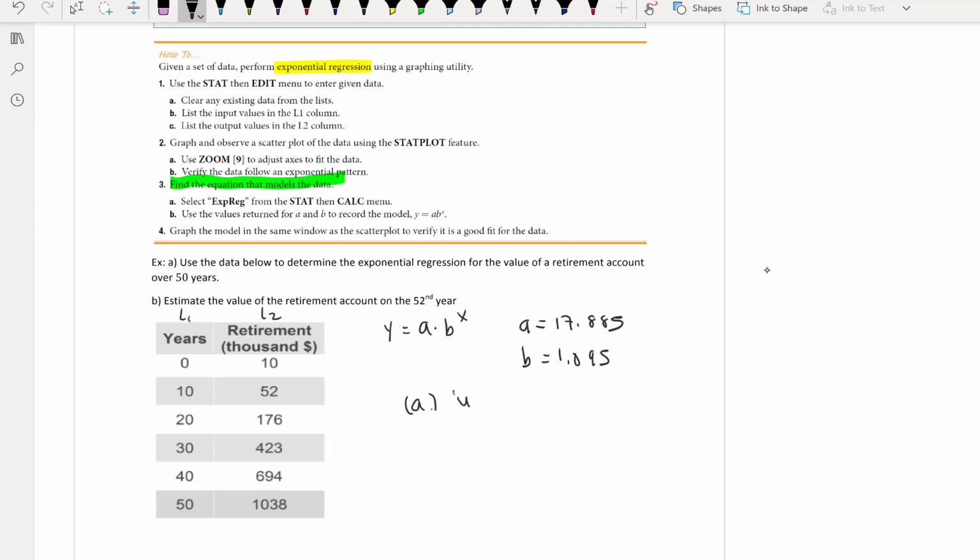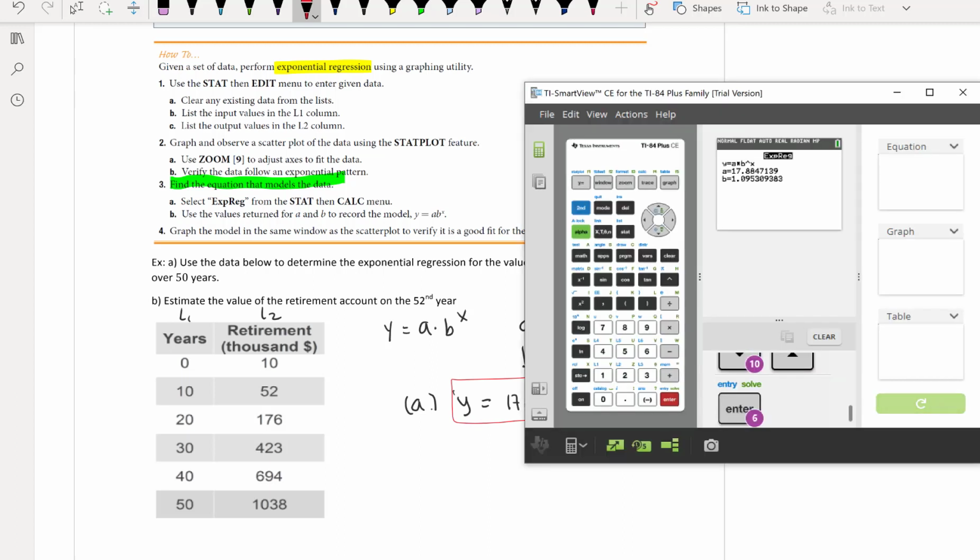So to put it all together in my format, I am going to get that y is equal to 17.885 times 1.095 to the x power. So that is going to be my answer on how I get my exponential regression. And I just did that using my calculator.